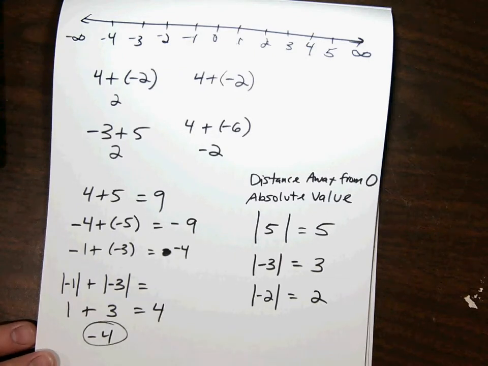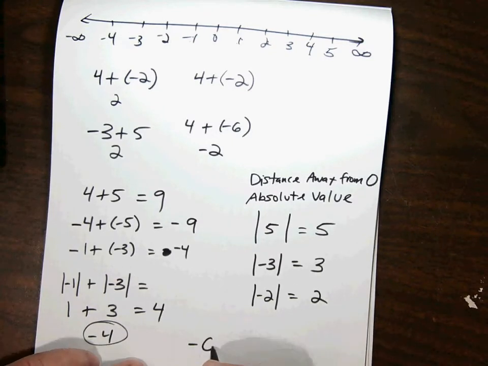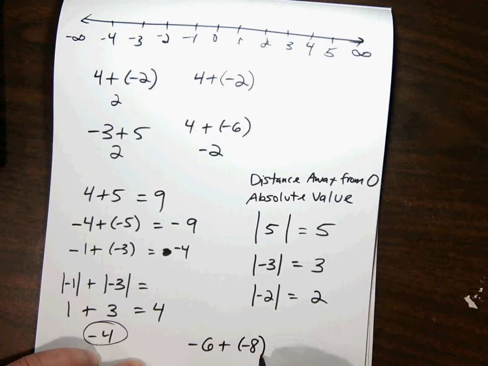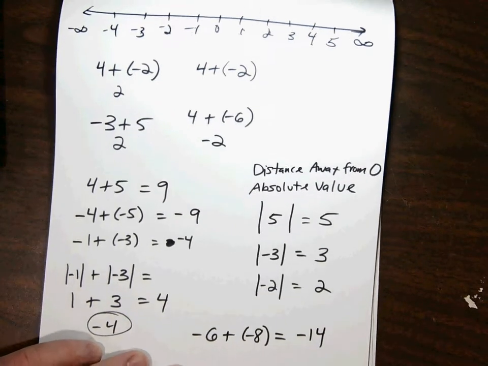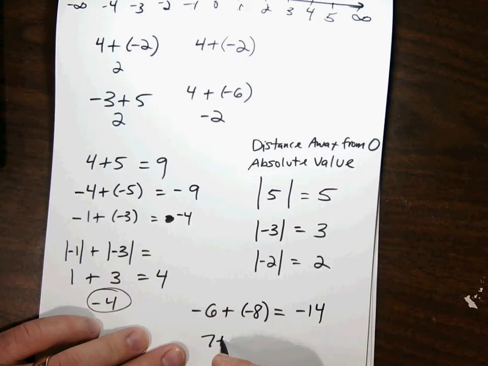Don't think big production. If the signs are the same, add the absolute values and keep the same sign. Okay? Negative 6 plus negative 8. 8 and 6 is 14, so it's negative 14. And obviously, again, positive plus positive, no brainer. Got it.